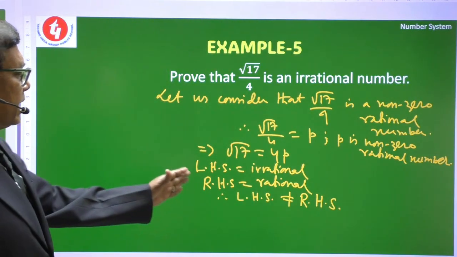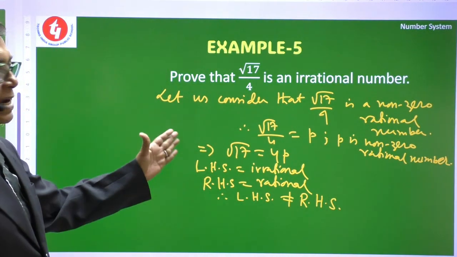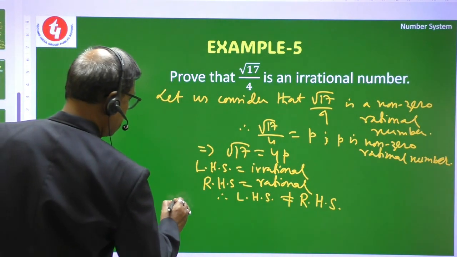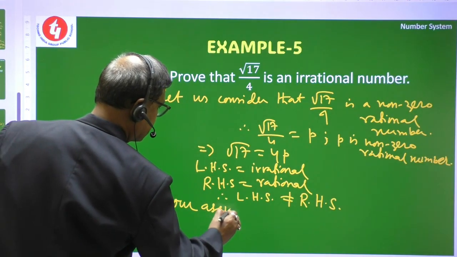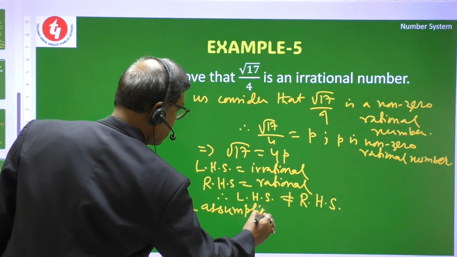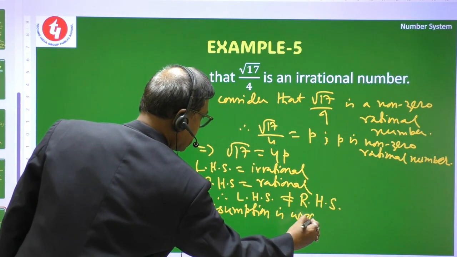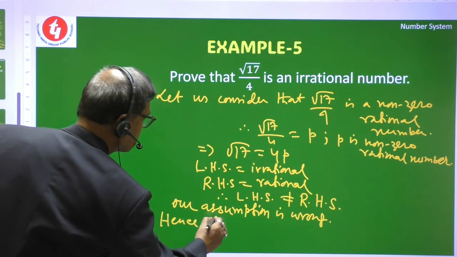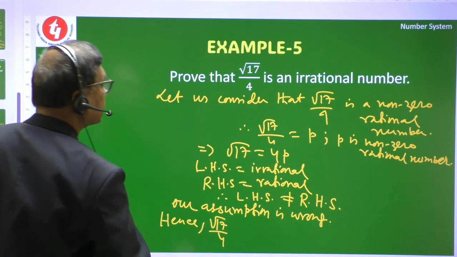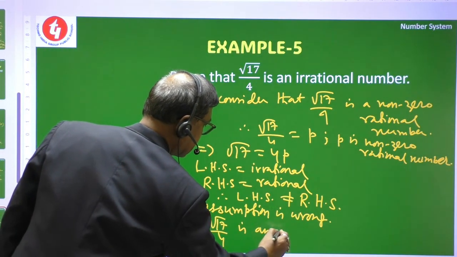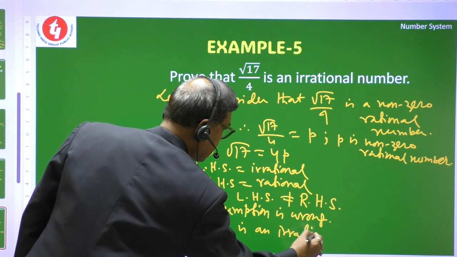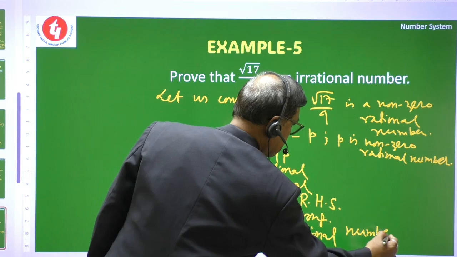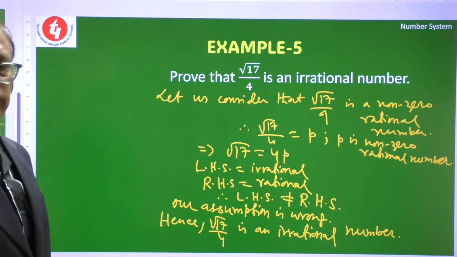Here also you are getting LHS is not equal to RHS because one irrational number cannot be equal to a rational number. So this implies our assumption is wrong. Hence we can say root 17 upon 4 is an irrational number. I think this part is clear.